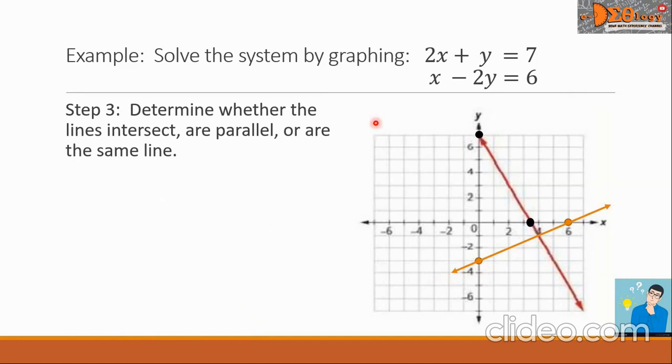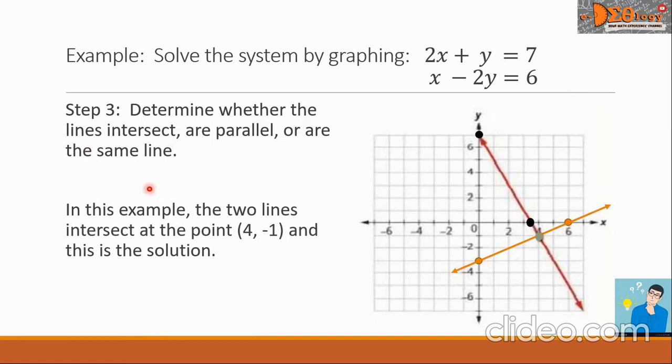So step 3, determine whether the lines intersect, are parallel, or are the same line. In this example, the two lines intersect at the point (4, -1). And this is the solution. Can you see here? That is the point of intersection, which is (4, -1). And this is our final answer.